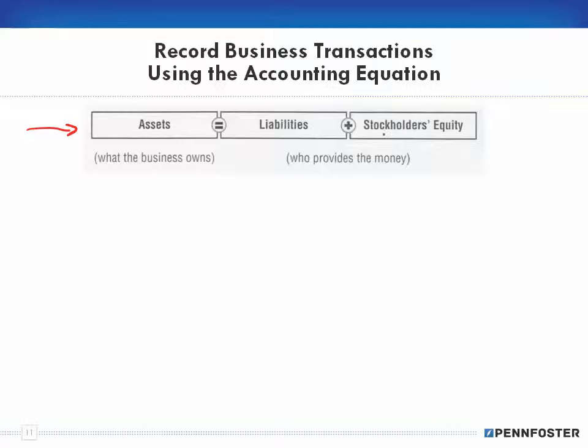Assets is equal to liabilities and stockholders' equity. Now, because we're dealing with financial accounting, it's called stockholders' equity because there are shares being held, common shares of stock being held in the company, a corporation. If it was just a sole proprietorship, there wouldn't be any stockholders' equity. There is no common stock in a sole proprietorship, so it would just be called equity.